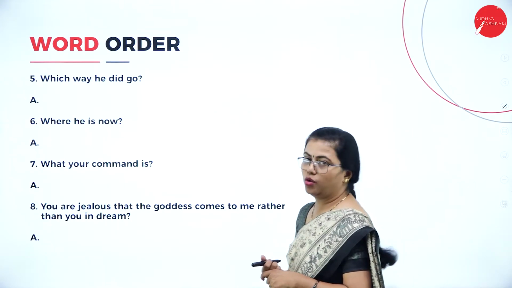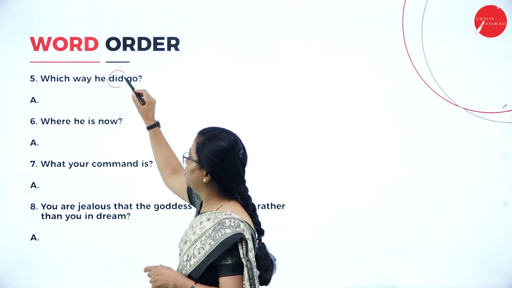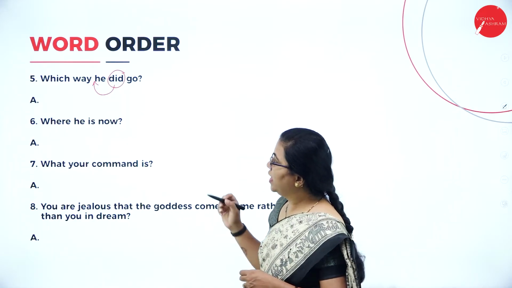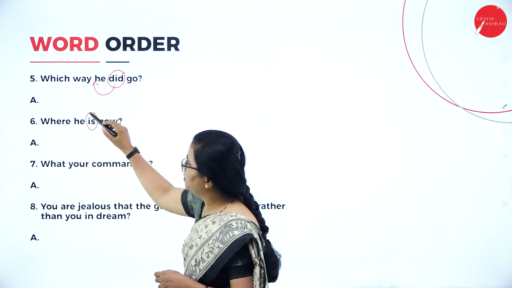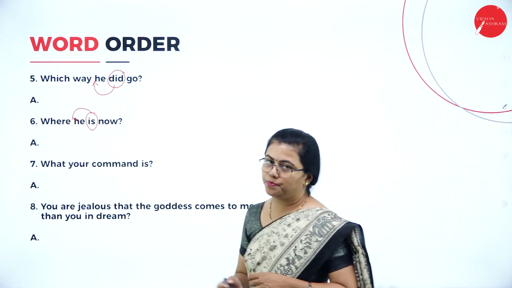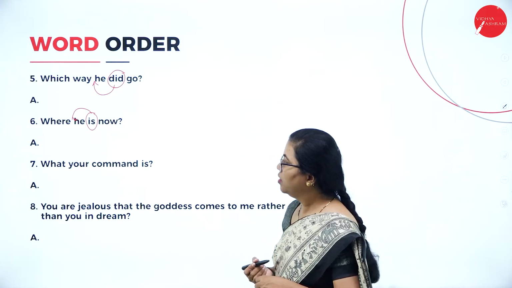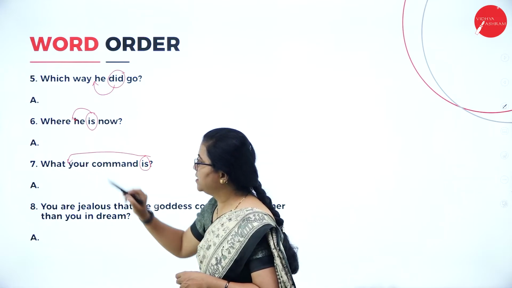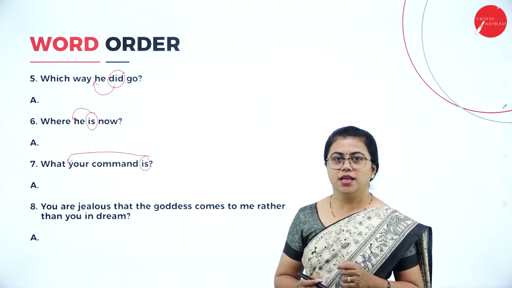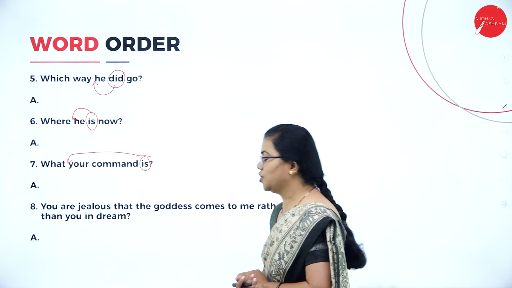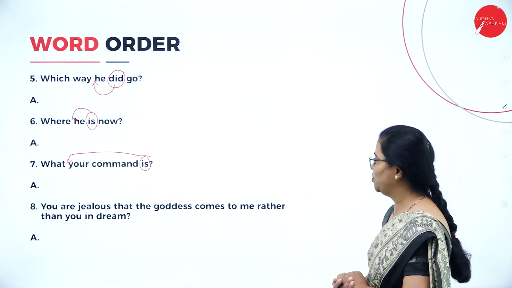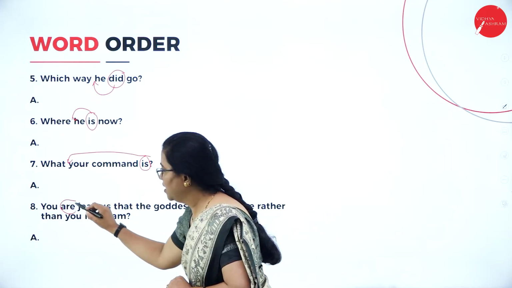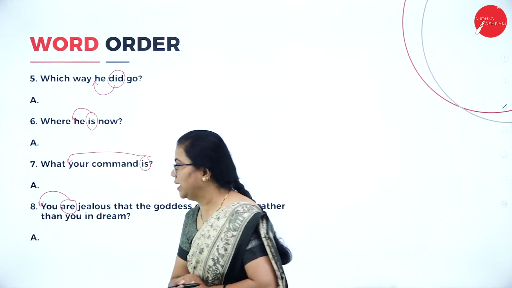So again, let us see a few more examples. Which way did he go? While using "only" you will know: "he did go", the auxiliary verb, you have to place it here. Where is he now? Again, this has to be placed after the questioning word. What is your command? Again, the auxiliary verb to be placed here. Last one: are you jealous that the goodness comes to me rather than you in dream? So here again the auxiliary verb has to be put in the beginning.